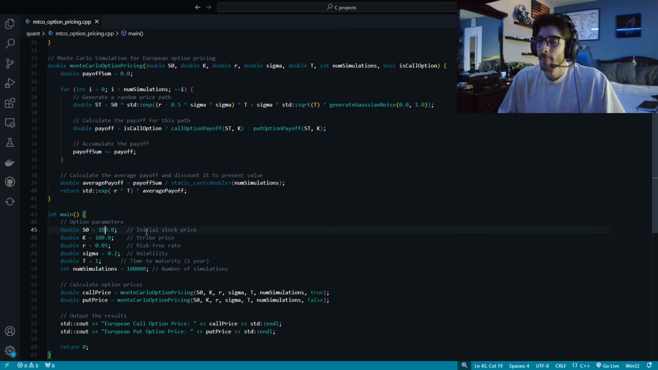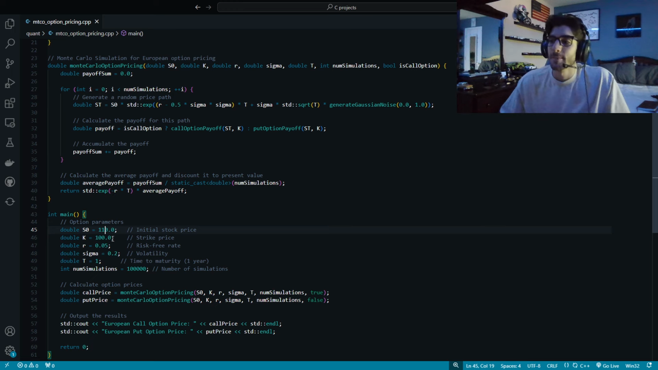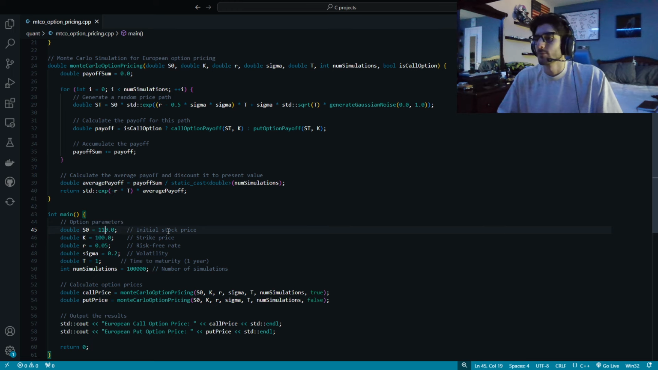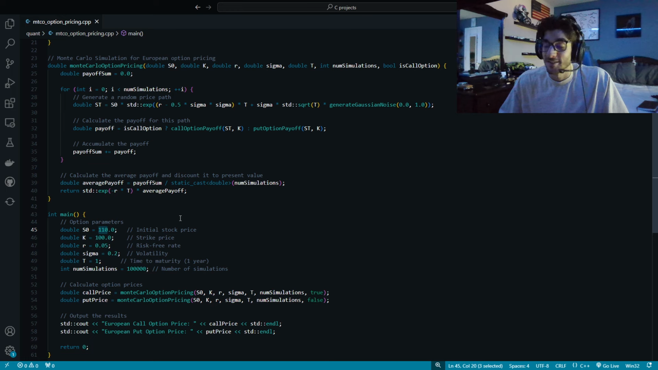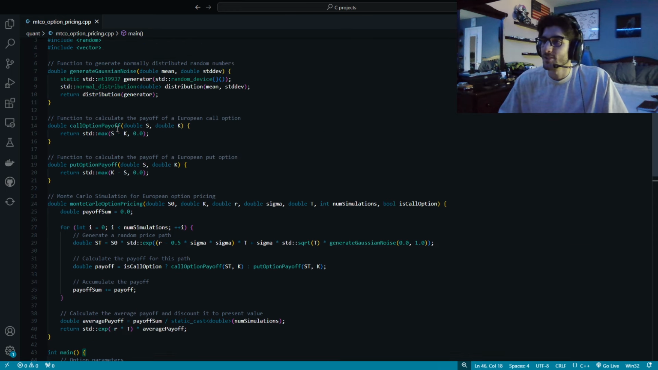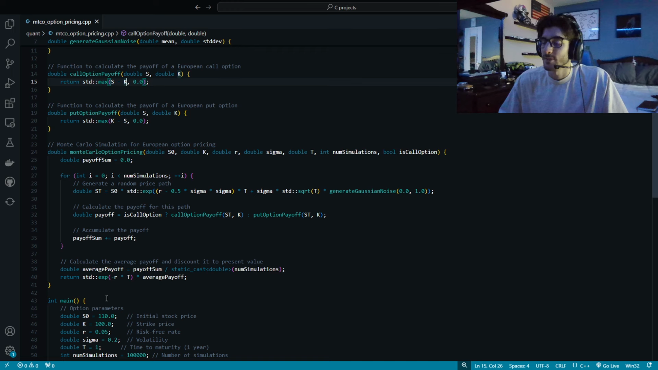So like I said before, if this goes to 110, I make $10 a share for my agreement with you. I make $10 a share because my strike price is 100. The stock price is at 110, so I could buy shares at 100. I just made $10, right? So that payoff is that price minus the strike price. And if it's greater than it, like it is here, we make $10. That's for calls I'm talking about. And for puts, if this was $90, then we would make the money.